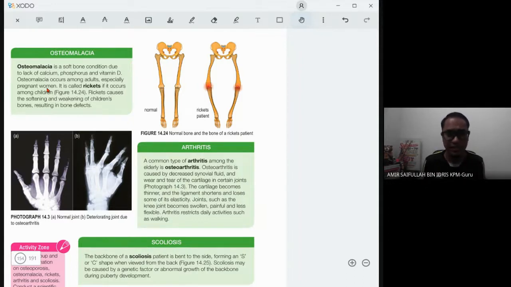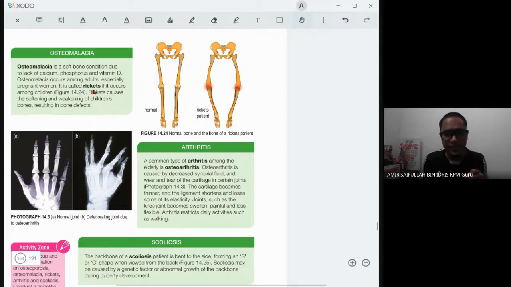vitamins and also calcium. So this will cause the bone to become weak. Okay, the leg bone will become weak. And then they also need to carry extra weight. The baby is heavy, so they need to carry it. So this will cause their legs to become bent. That's why it is more common in pregnant women.